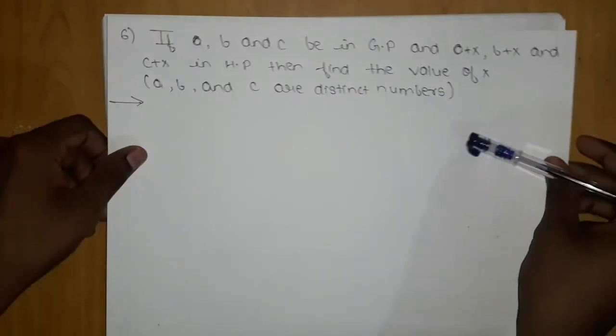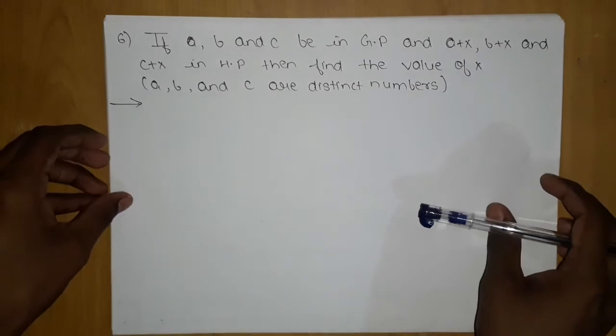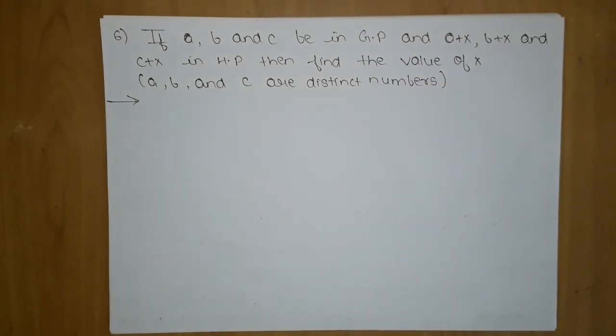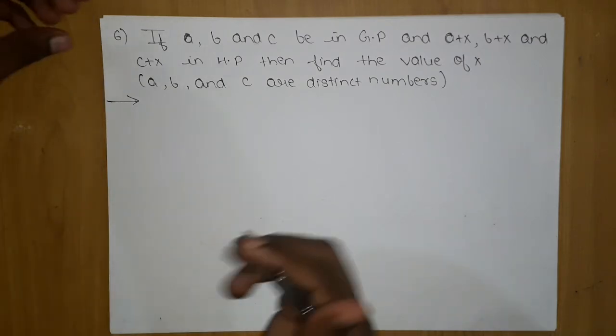Okay, this is the sixth. If a, b and c are in GP and a plus x, b plus x and c plus x are in HP, then find the value of x. a, b and c are distinct numbers. They have just told us that they are distinct numbers. a, b, c are in GP, a plus x, b plus x and c plus x are in HP. Then find the value of x. We want to find the value of x.